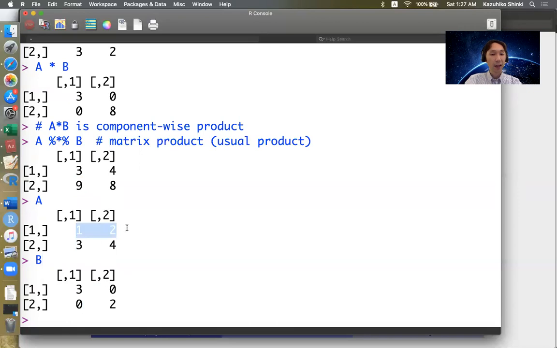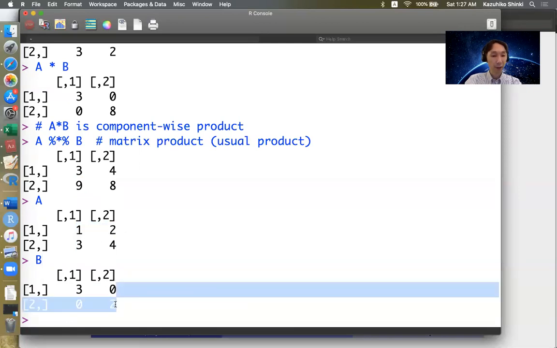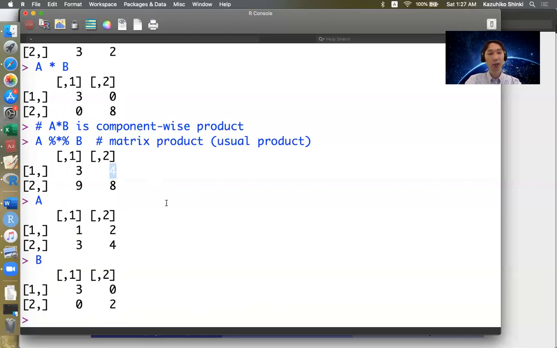And again, 1, 2, and 0, 2: the first row of A and the second column of B. So 1 times 0 plus 2 times 2. That is 4. So this is the usual matrix product.